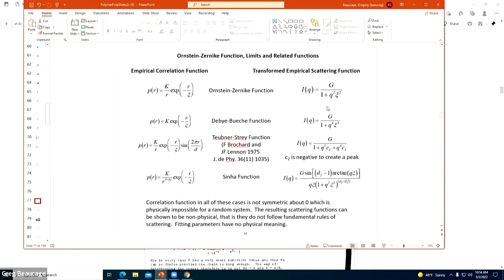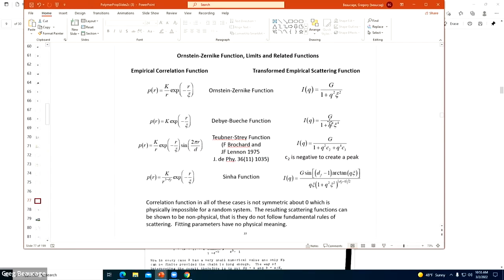Because people have written papers about the Teubner-Strey constants and how they change when you change the pH of a micelle, and the numbers don't mean anything, right? In fact, the correlation length from either of these, Ornstein-Zernike or Beaucage, really are meaningless parameters.